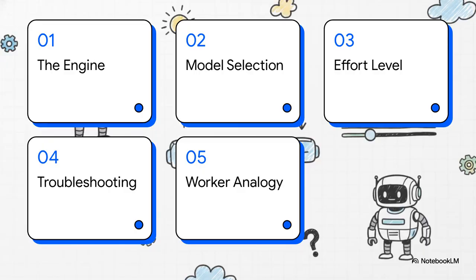Here's our quick roadmap for today. First, the engine. Second, lever 1, model selection. Third, lever 2, effort level. Then, troubleshooting. And finally, the worker analogy.